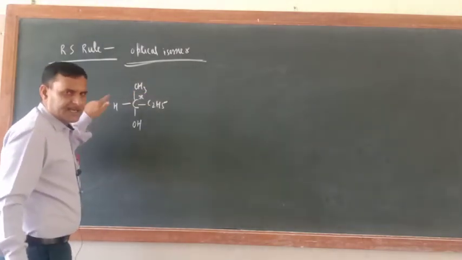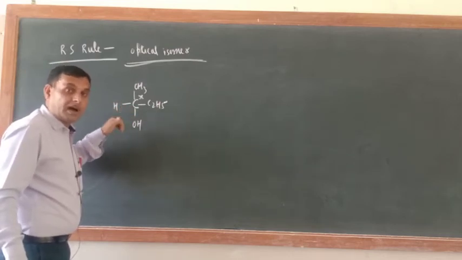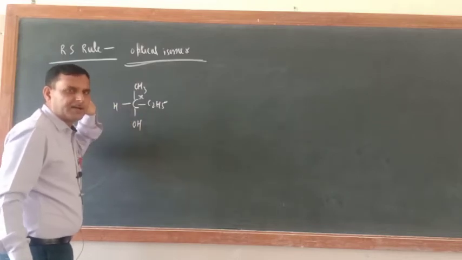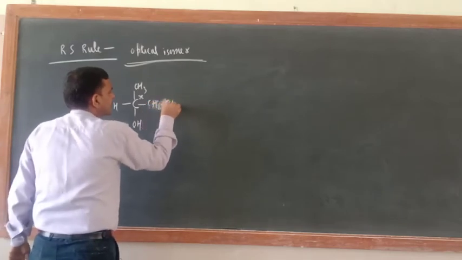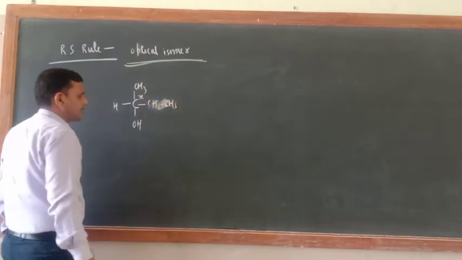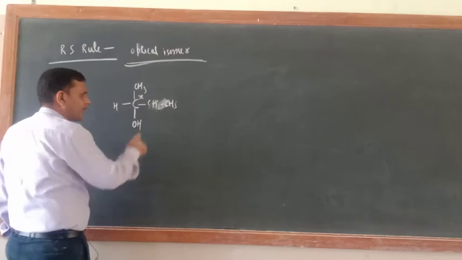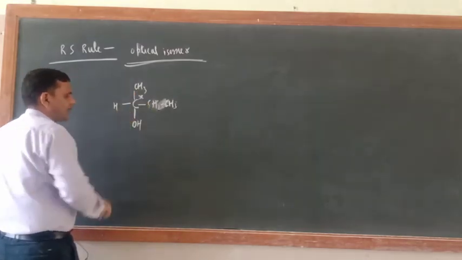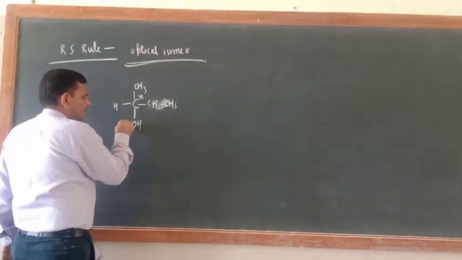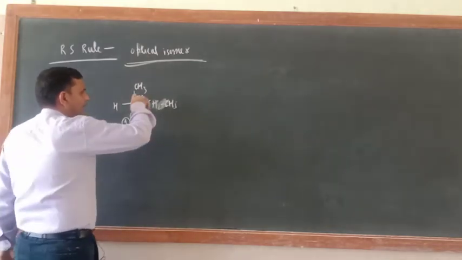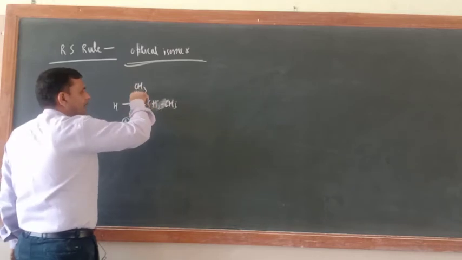So here also first assign the priority according to the atomic number of the atom which is bonded with the chiral carbon atom. C2H5 can be written as CH2 CH3. Here O is bonded, and here carbon, here also carbon, here hydrogen. So which should get the top priority? The atomic number of oxygen is more, so this is the top priority, group 1. And now which will be the second? This can be second, this can also be second, because both have a carbon atom.